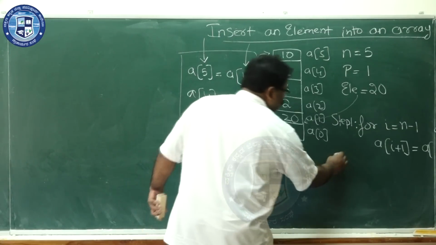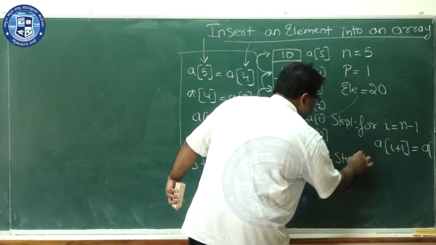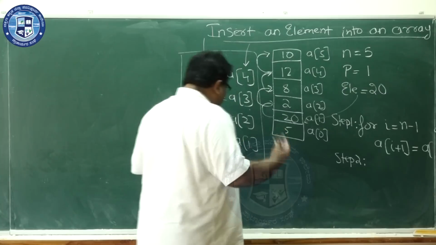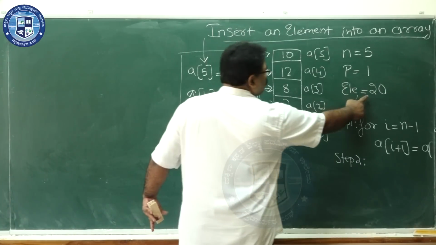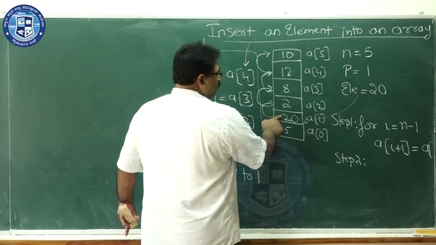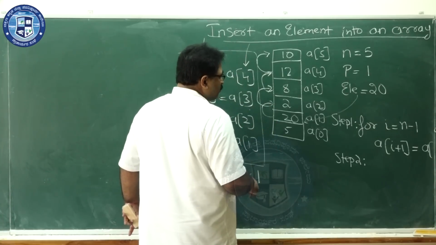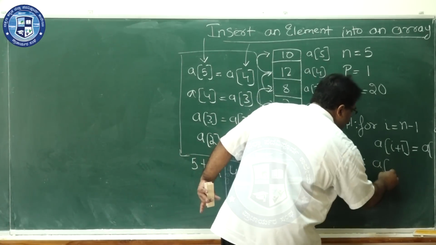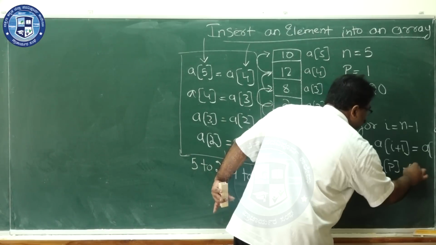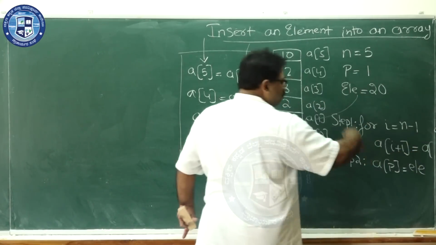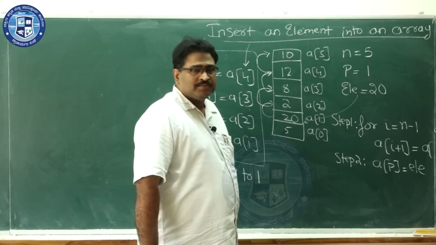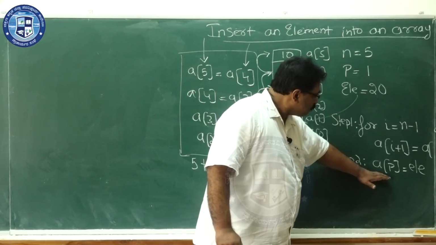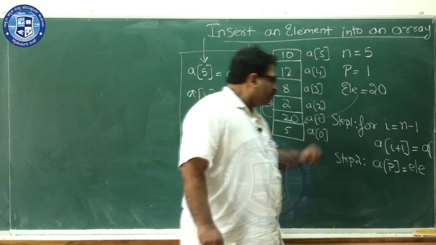What should be step 2? What is the next step we have done? Immediately we have put down the element, where? In A of 1, that is A of P. So A of P is equal to the element you are going to put down. I feel this step is very clear to you now. We have pushed the element.